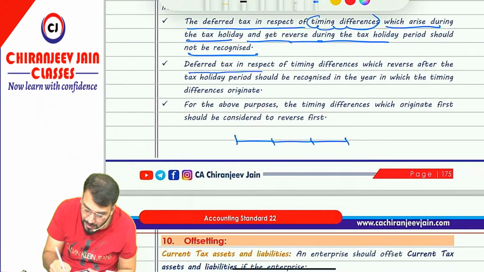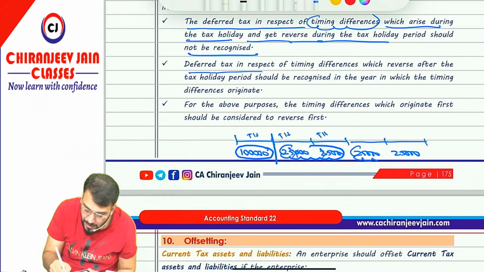Suppose this is tax holiday, tax holiday, tax holiday, and after that you have to pay tax. Now suppose some timing difference originated in this year and it will reverse 25,000 in the first year, 25,000 in the second year, 25,000 in the third year, and 25,000 in the fourth year after this. Now the question is, on 1 lakh should we create deferred tax? So look, originated in tax holiday and this 50,000 is reversed in tax holiday. So if it is getting reversed in the tax holiday period, no tax advantage, no tax disadvantage. So on this no deferred tax.